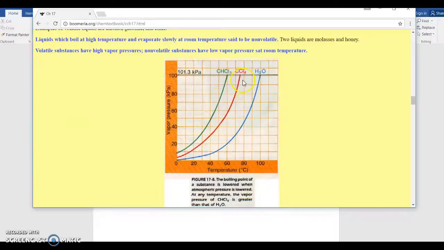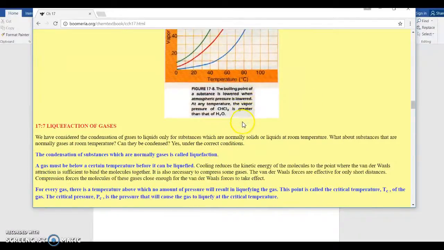Know how to read this graph, and then it says here, if it gives you a substance and it tells you that the atmospheric pressure has changed, what's the new boiling point? And it'll ask you those questions. That was from the homework the first night.